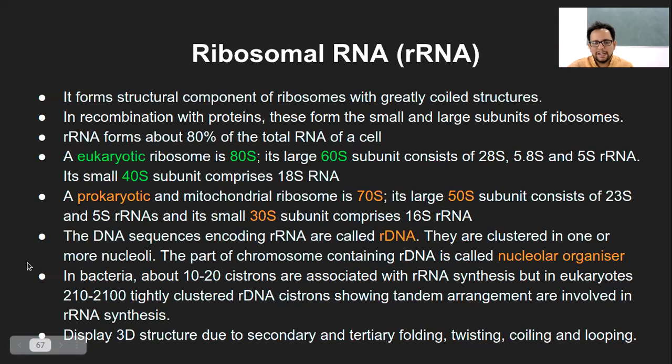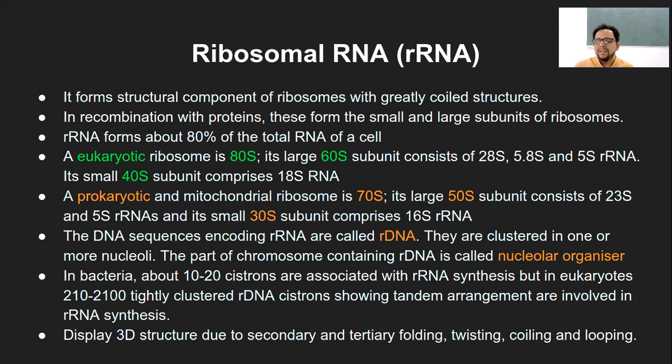Now, in bacteria, about 10 to 20 cistrons are associated with rRNA. Now, cistron, if you remember, was a cluster of genes. So that means a particular cluster of genes which is going to synthesize rRNA is present in bacteria. And in eukaryotes, this number is quite high, almost 210 to 2100 tightly clustered rRNA or rDNA cistrons, showing the tandem arrangement, which are involved in the rRNA synthesis.